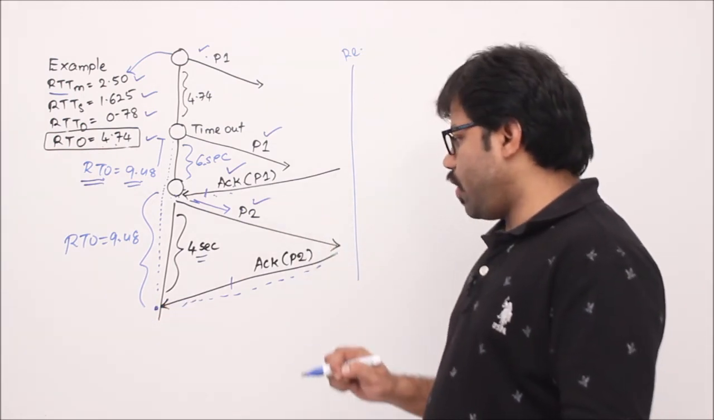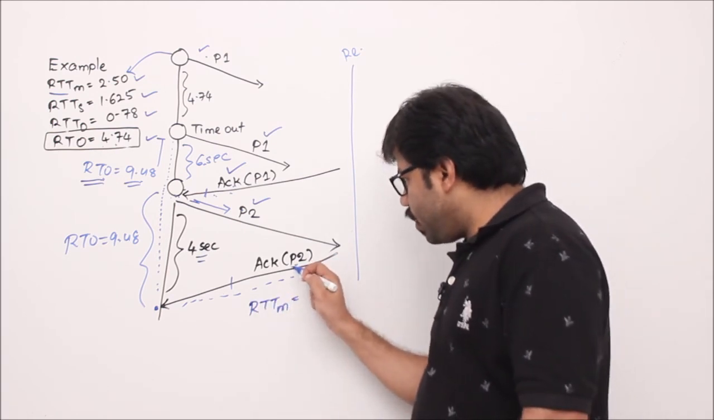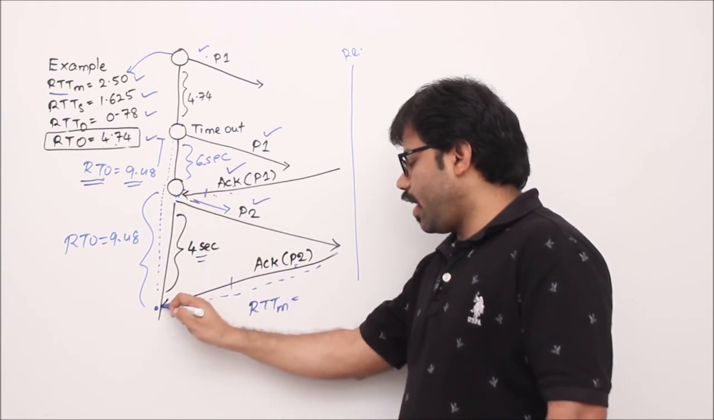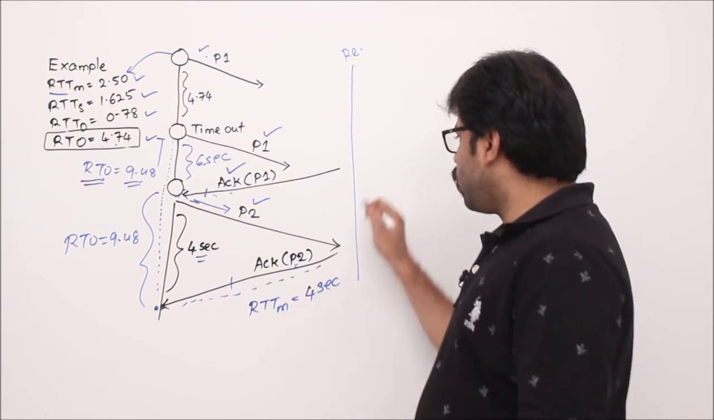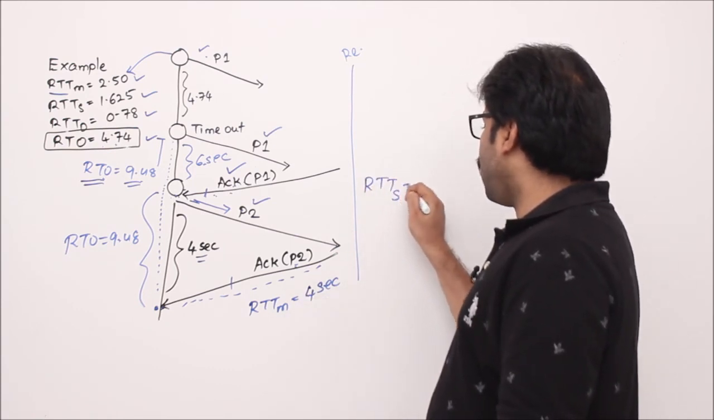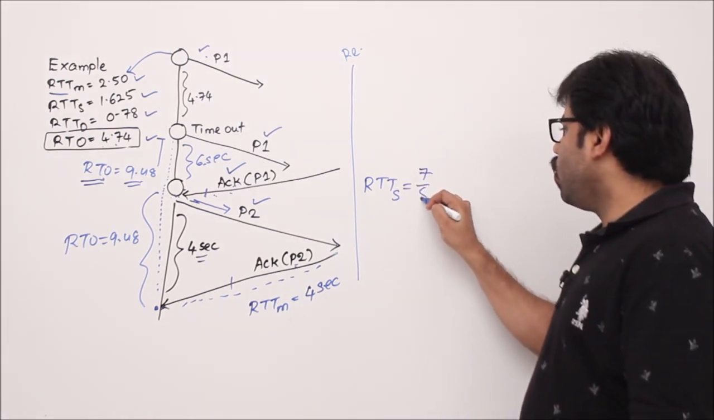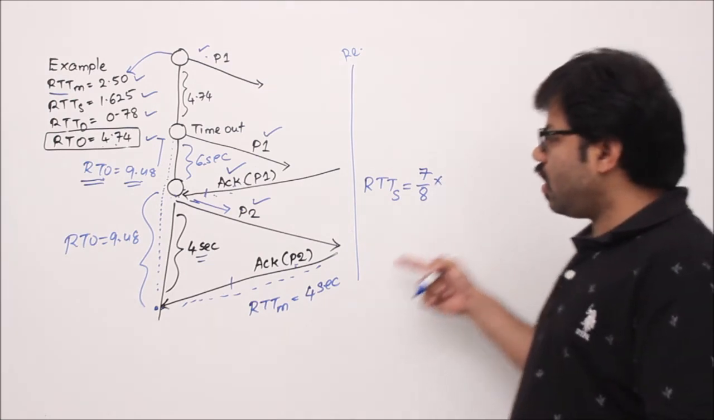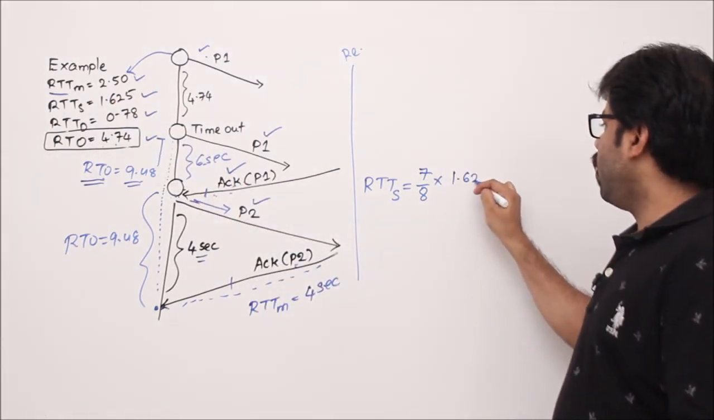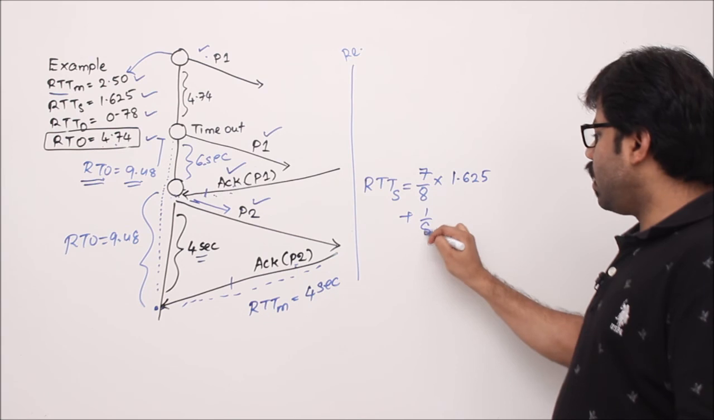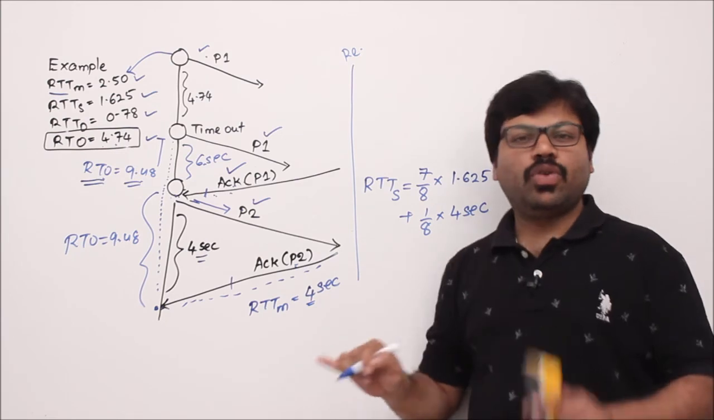Let's begin. First point, what is the RTT measure? You see, where did you send P2? Here. Where did you get the acknowledgement? After 4 seconds. Next, what is RTT smooth? That is to be calculated. What is the formula for RTT smooth? It is 1 minus alpha, that means 7 by 8 into the old RTT smooth, correct? What is the old RTT smooth? This one, the latest one, 1.625, plus 1 by 8 into the current measurement. What is the current measurement? 4 seconds.